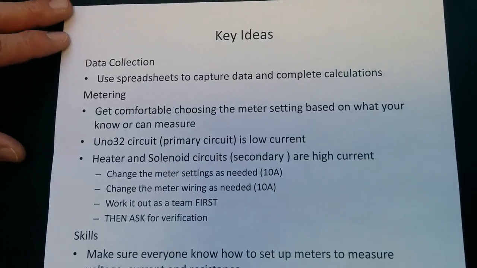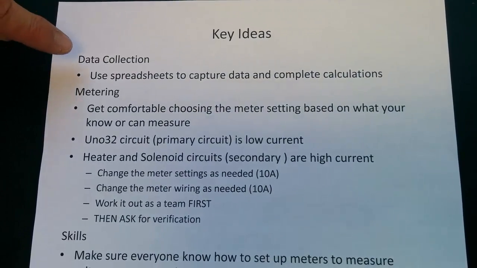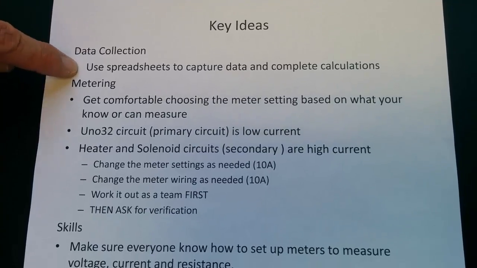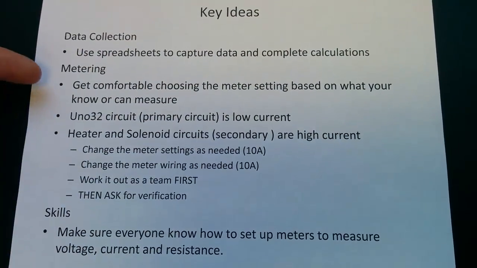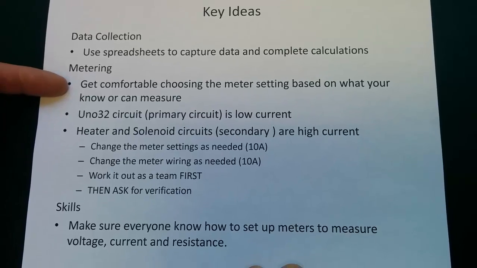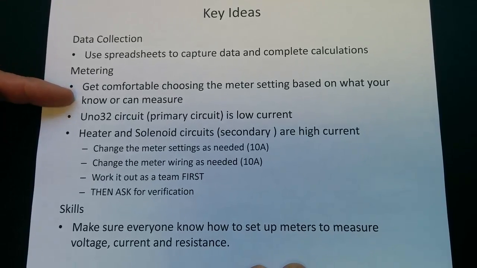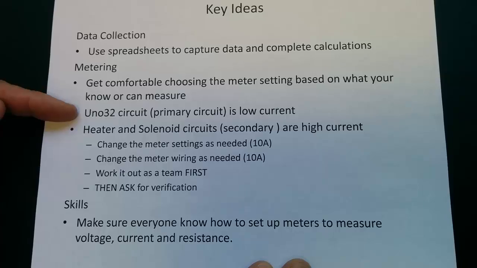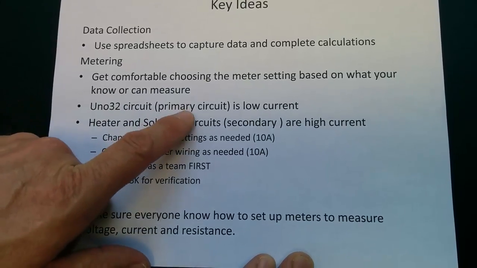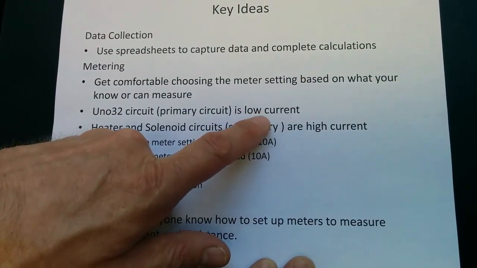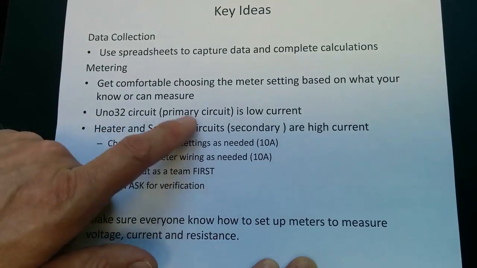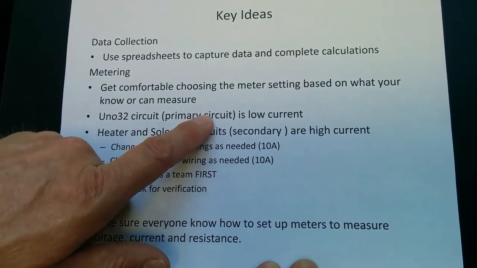Okay, one last thing, the key ideas for this week. Data collection: use spreadsheets to capture the data and complete the calculations. On the metering, get comfortable choosing the meter setting based on what you know or can measure. The UNO 32 circuit, or the primary circuit, is low current. So make sure you understand how to make the settings, and make sure you understand which part of the circuit is the primary circuit.